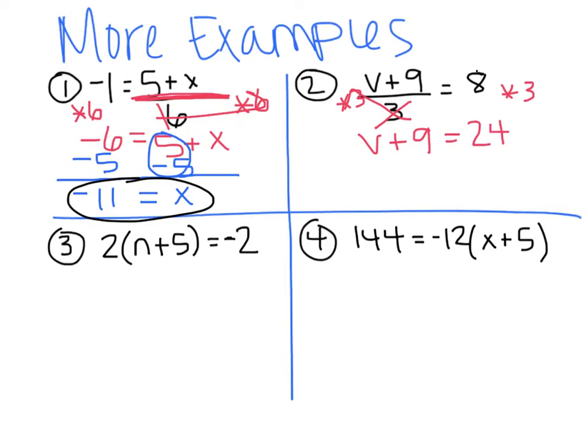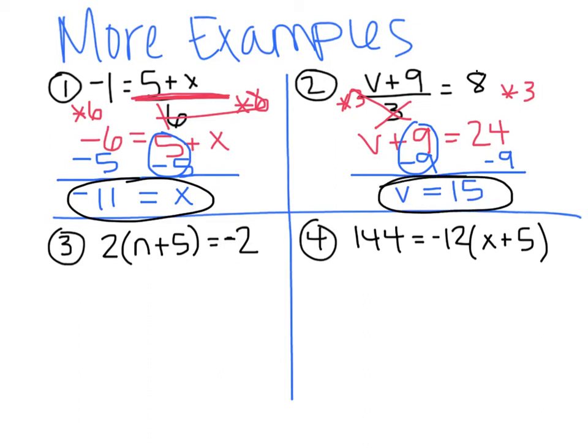Then I can subtract 9 from that v, so that v is all by itself. Again, you subtract 9 on the constant, not the variable, and then I subtract 9 on the solution side also. And 9 minus 9 is 0, so I'm left with v equals, and then 24 minus 9 is 15. That is my final answer.